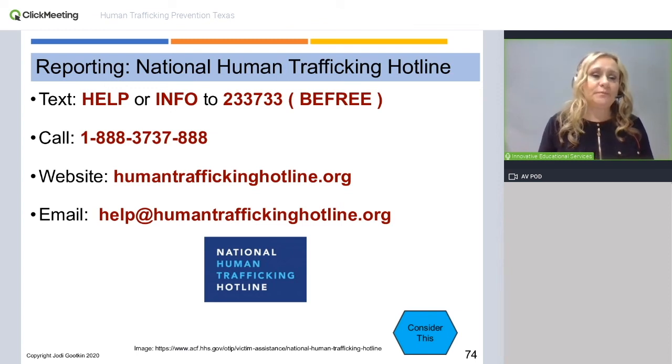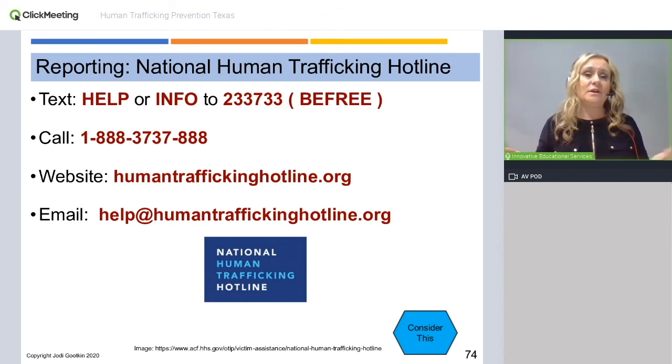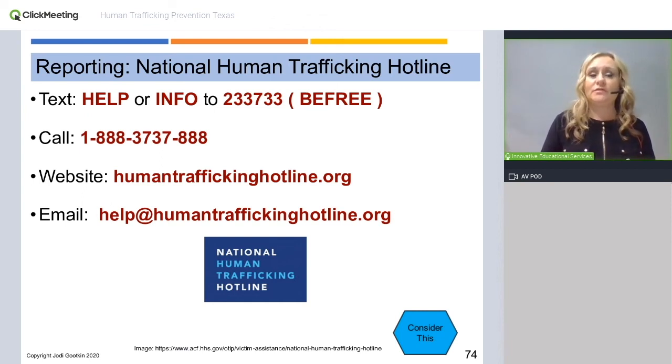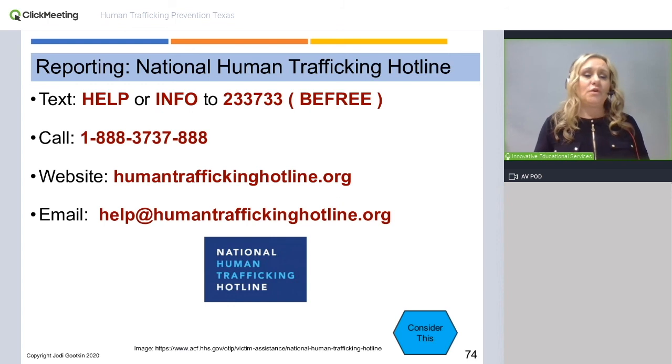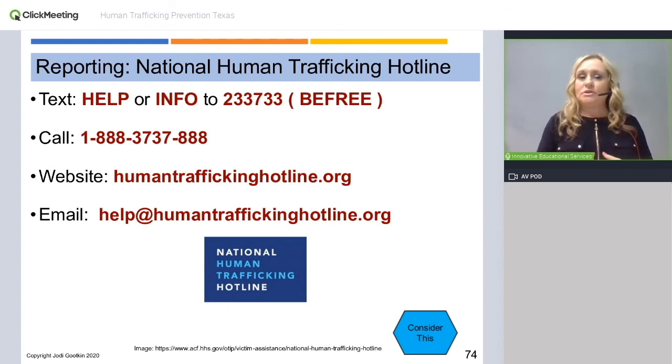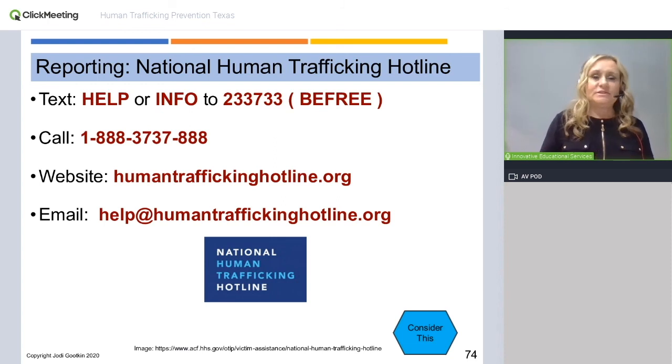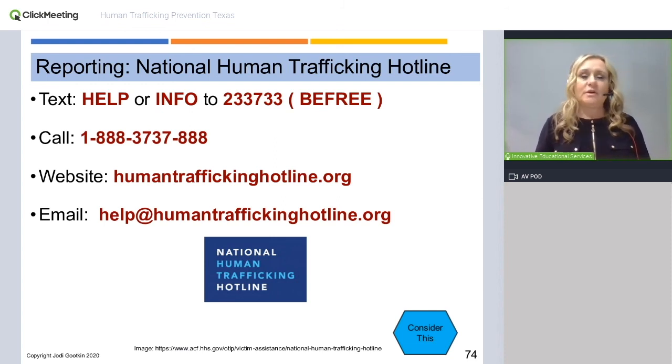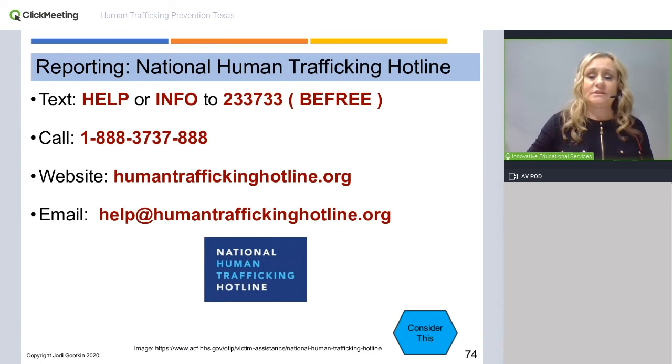They can be accessed through texting. Either text help or info to Be Free, which is 233-733. There's a phone number, a website, as well as email available. They're available 24 hours a day, 7 days a week. Services are available in 200 different languages.